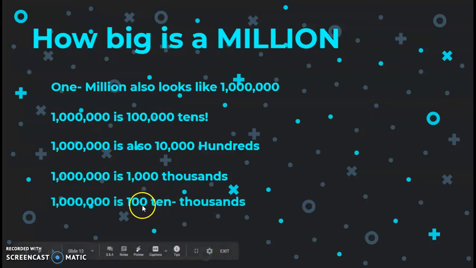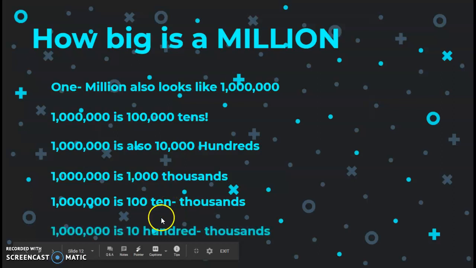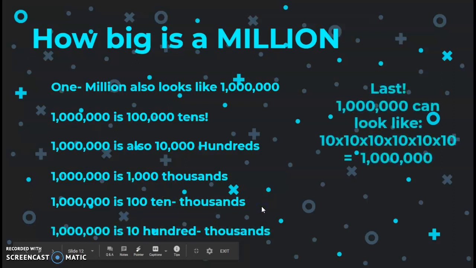1 million can also be 100 ten thousands or 10 hundred thousands. One other way we can look at it is in an expression. So 10 times 10 times 10 times 10 times 10 times 10 is 1 million. So it's 10 times 6 times over and over.